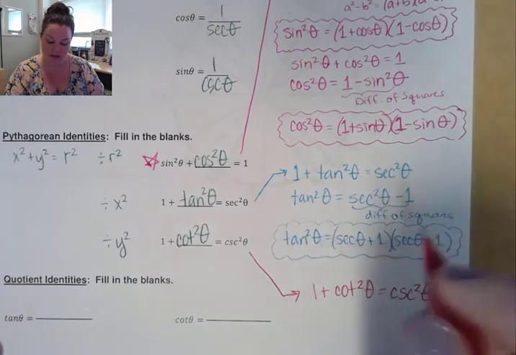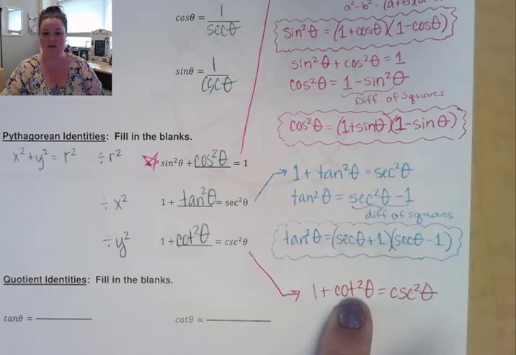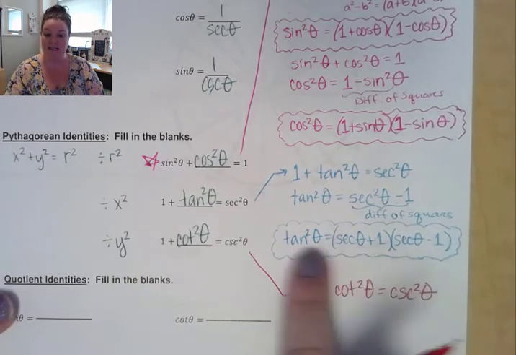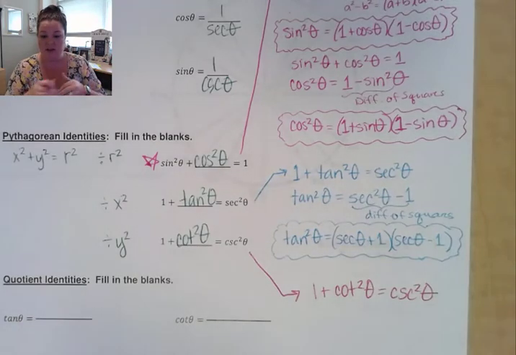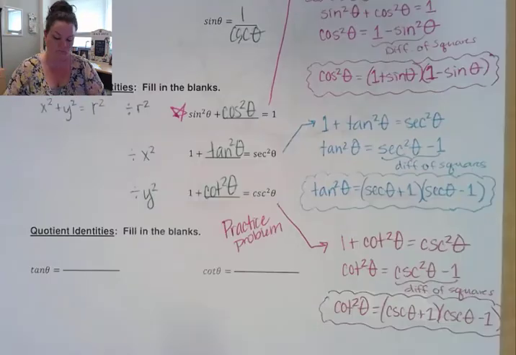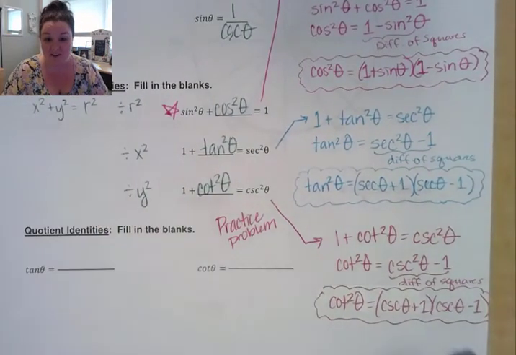So I want y'all to go ahead and solve this one for cotangent squared theta and come up with the identity. Okay, so go ahead and just pause the video and give that a try. And then whenever you're done, or if you get stuck, play the video and we'll go over it, okay? Okay, let's see how you did.